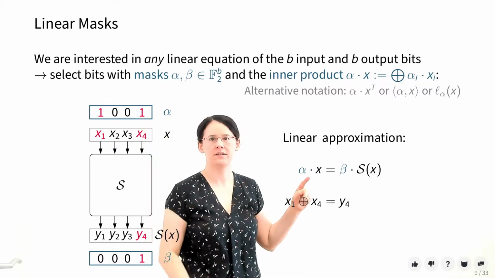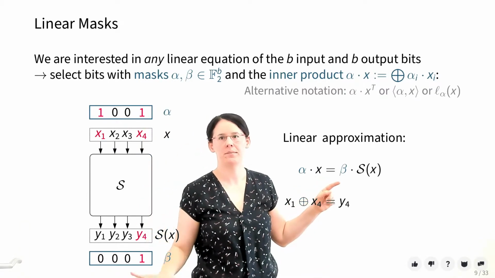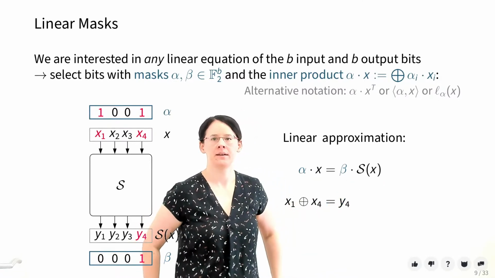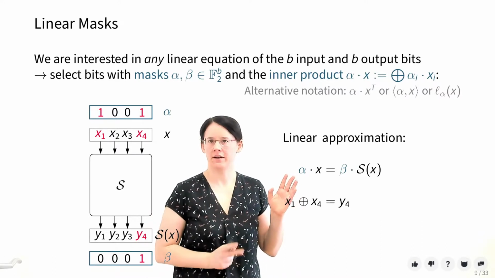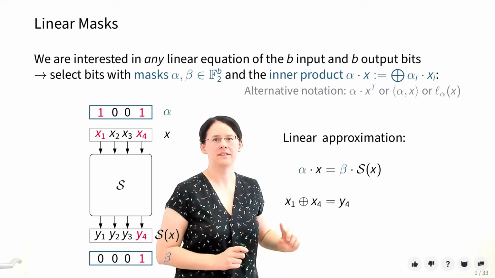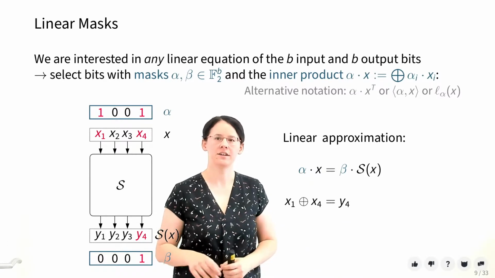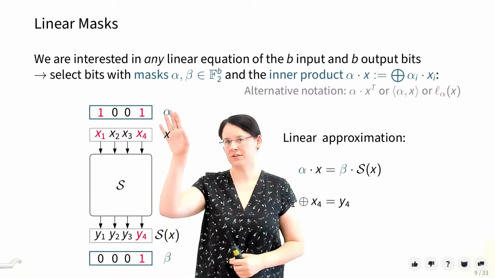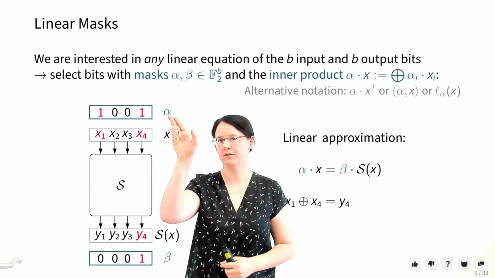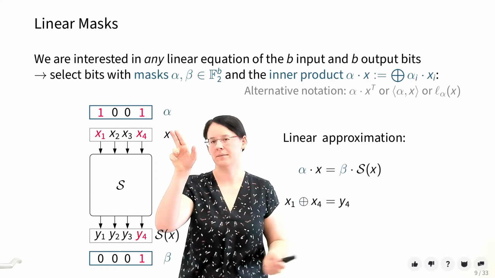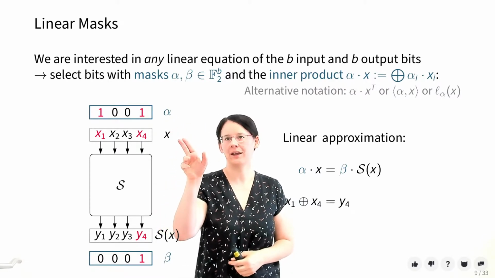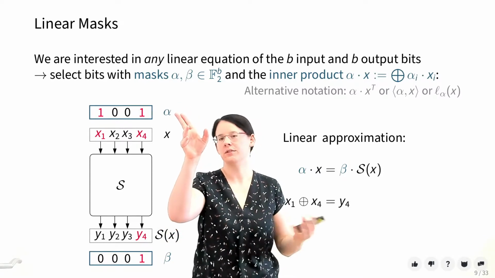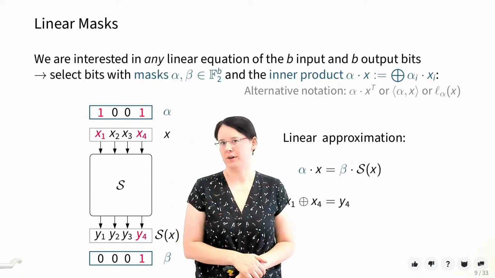Alpha, this alpha here, times the input variable x equals beta times the output variable y, which is the same as the Sbox applied to x. So this is a very compact notation, and the advantage of this is now that instead of writing down all these equations here, I can just represent each intermediate variable by one of these masks. And this is now similar to the way that we wrote down intermediate differences. For example, in the differential lecture, we had delta x for the difference in x. And here instead we have alpha, we could also say alpha x, for the mask for x.